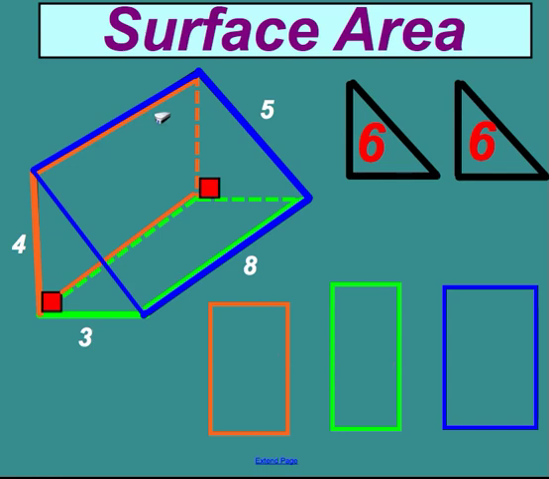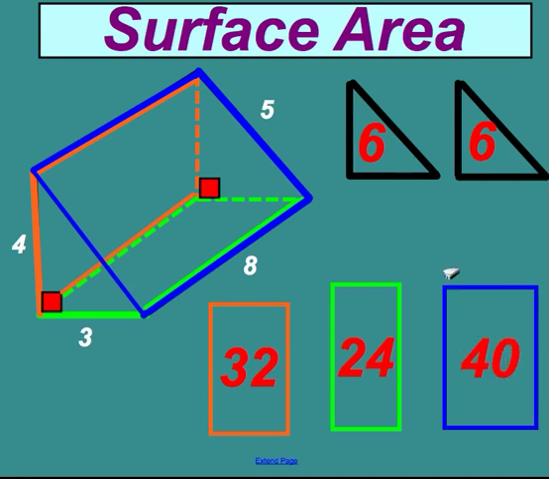Look at the back rectangle. It is 8 long and 4 high, so 8 times 4 comes out to be 32. My rectangle on the bottom is 8 by 3, so 8 times 3 gives me 24. And last but not least, my rectangle slanted down in the front is 8 by 5, so that gives me an area of 40.